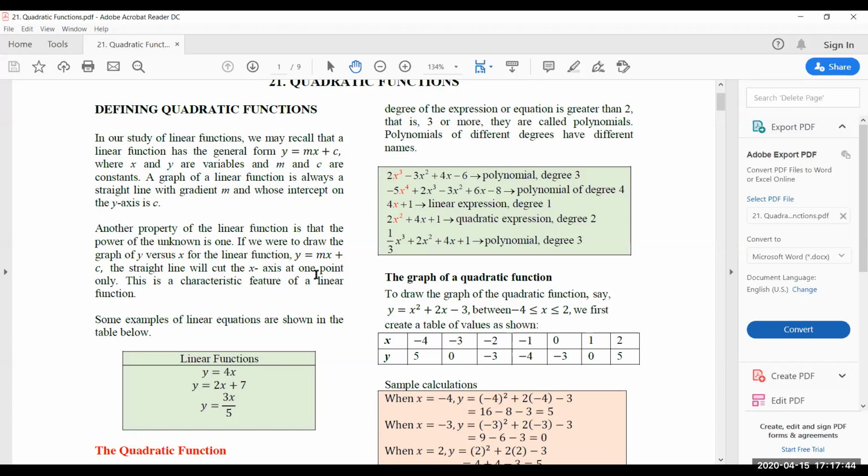So some examples of linear equations are shown in the table below. So we have y is equal to 4x. So here we have the gradient being 4 and the intercept, which is c, being 0. The other one we have y is equal to 2x plus 7. So here the gradient is 2 and the intercept, which is c, is 7. Next one we have y is equal to 3x over 5. So the gradient here will be 3 over 5 and there is no intercept.